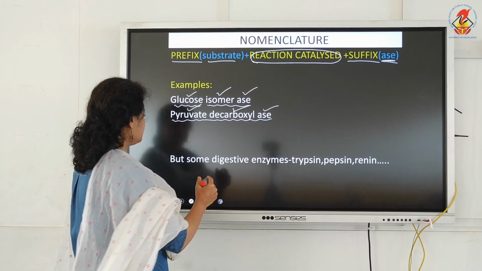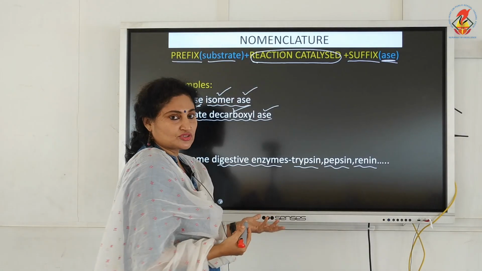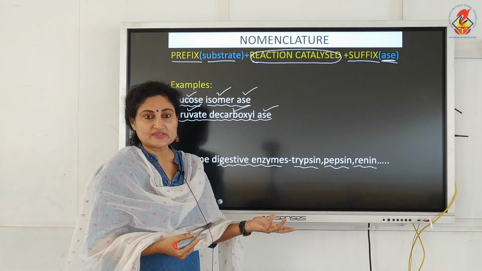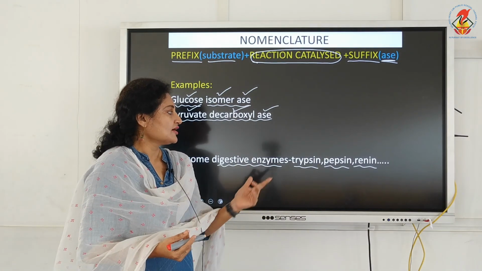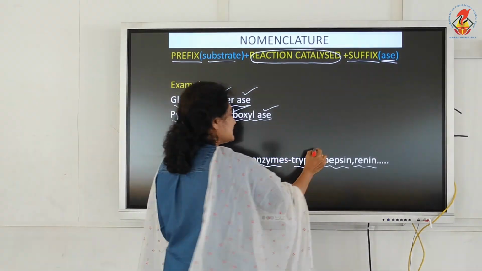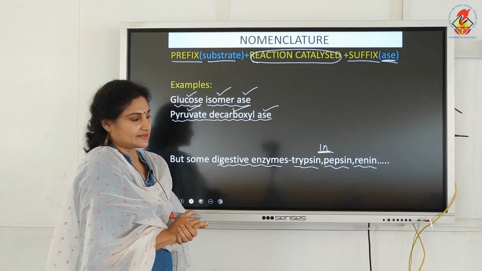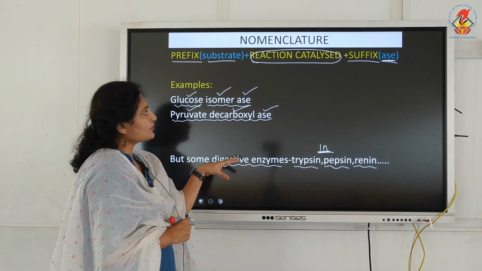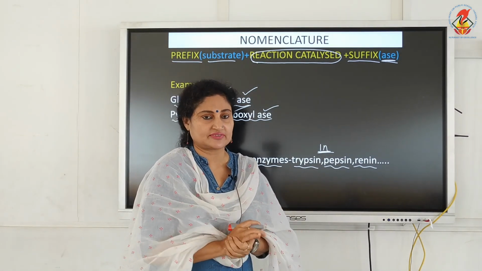For example, the digestive enzymes like trypsin, pepsin, renin, we have no clue of the substrate or of the enzymatic reactions they are catalyzing. At the same time, they do not have the ending ase, instead they have the ending sin or in. Only it is the case of some digestive enzymes. So, that is all about the nomenclature. It is very simple with three parts: prefix, middle name, and suffix.